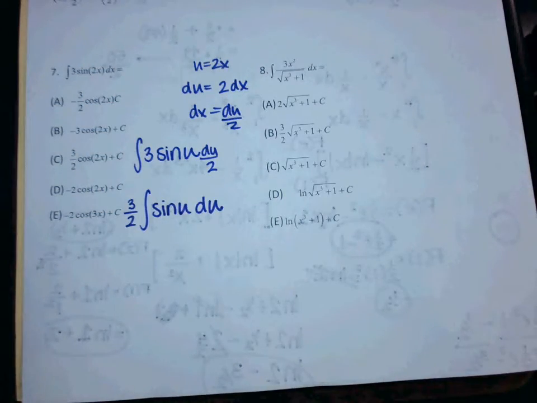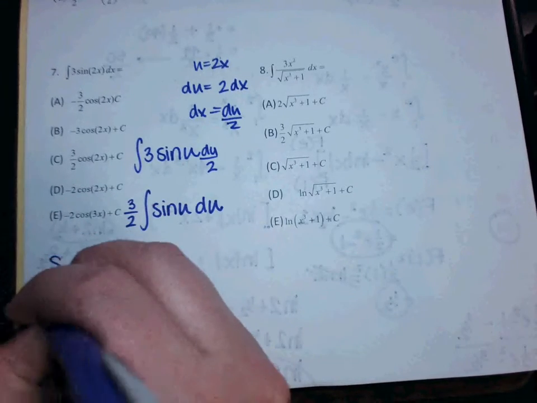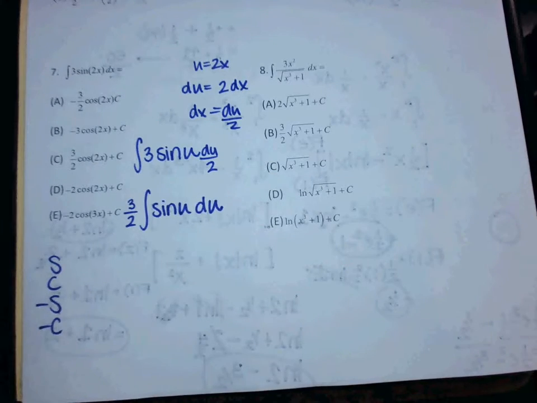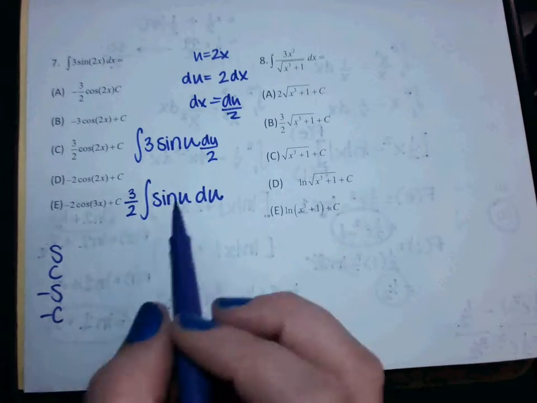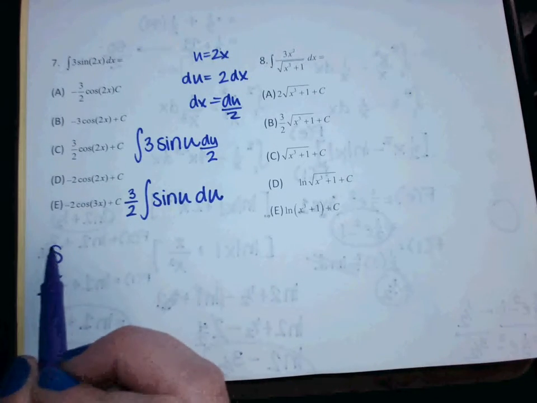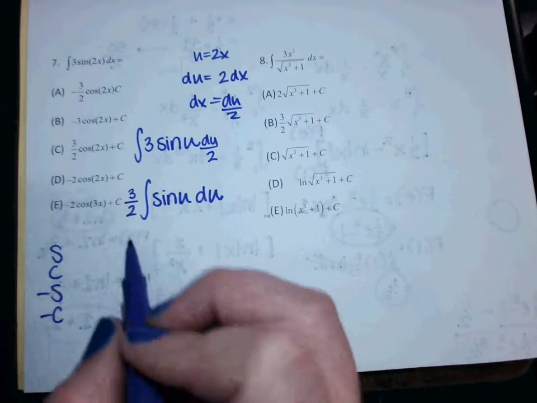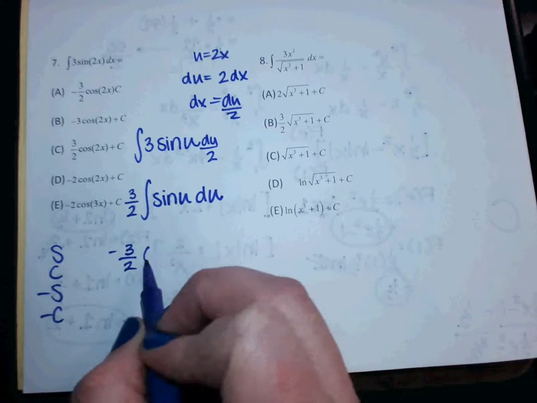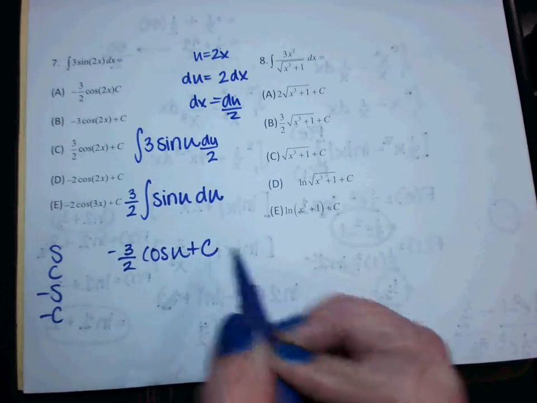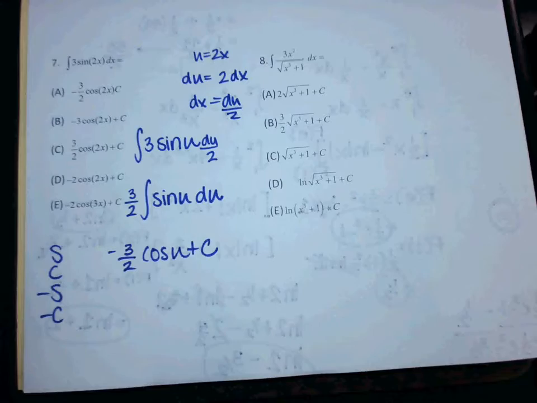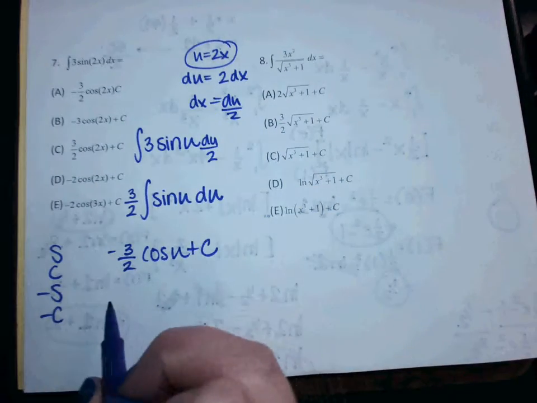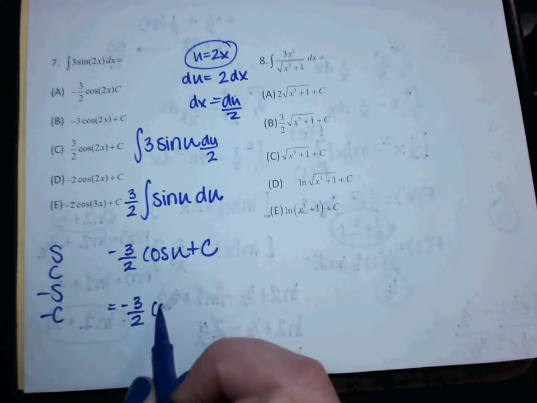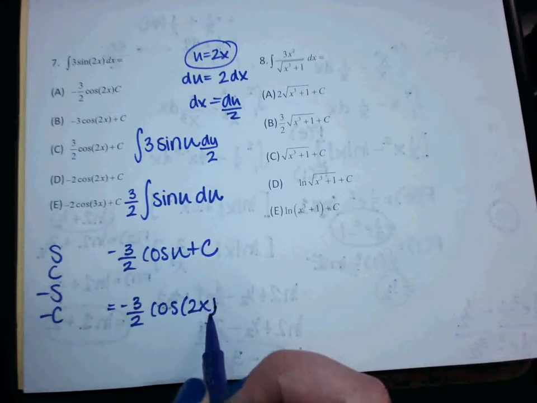Okay, and then from here you'll do your snow cone list. So it'll be snow cone, bottom 2 are negative. And then remember, when you're doing an integral, you're going up that list. So if I'm at sine and I want to go up, that puts me at negative cosine. Negative 3 halves cosine u plus c. And then remember, I have to switch my u then back to a what? Back to 2x. So it'd be negative 3 halves cosine 2x.